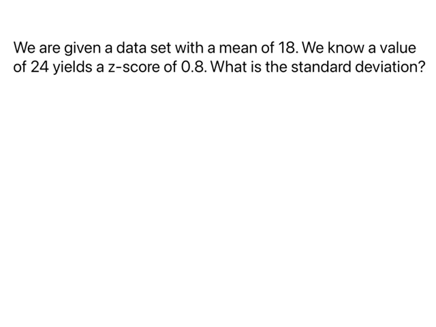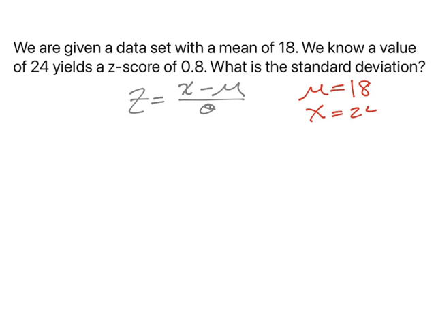we're missing. So, in our example here, we're given a data set with a mean of 18. We know that a value of 24 yields a z-score of 0.8. What is the standard deviation? So again, let's start with our formula. We know that z equals data value minus the mean over the standard deviation. And what do we know? We know the mean is 18, our data value is 24, and the z-score is 0.8. We need to find our standard deviation.